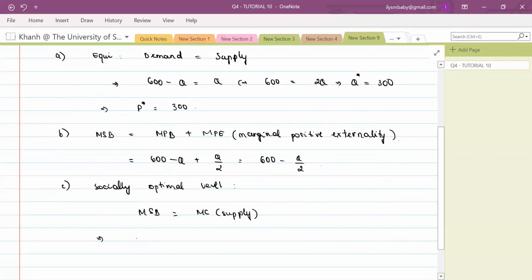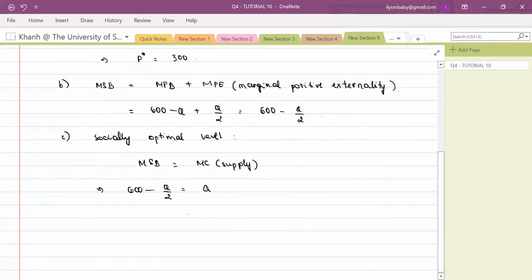So I got 600 minus Q/2, and I want that to be equal to Q. Okay, so I'm solving this equation. I get 600 equal to Q plus Q/2, which is 3Q/2, and so therefore Q equal to 400. Okay, so on the horizontal axis this is Q_S, which is socially optimal.